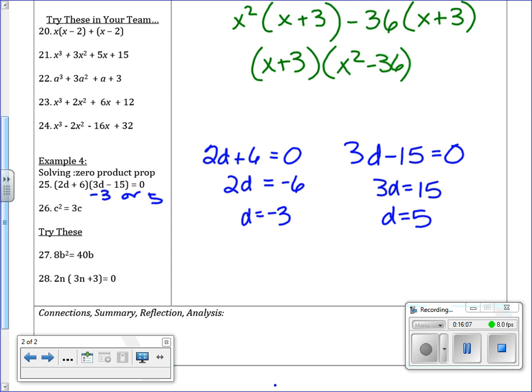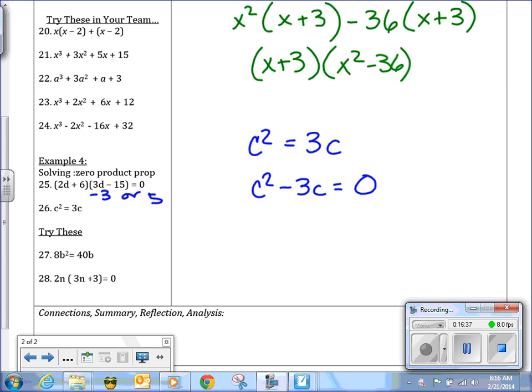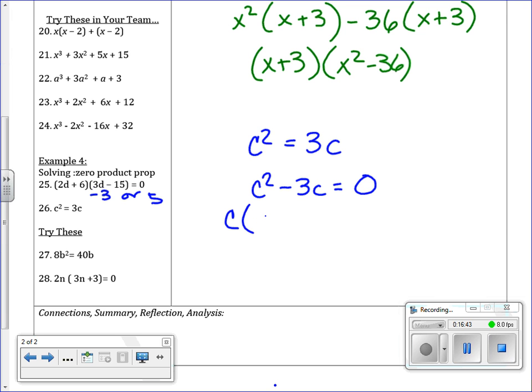Okay, let's go ahead and take a look at problem number 26. I'm going to erase this, pause if you need to. Okay, so c squared equals 3c. Well, that doesn't seem to work. I don't have a 0, so this is what I'm going to do: c squared minus 3c equals 0. Now I have a problem that I can work with. So in order to do this, I need to factor out. I'm going to say c times c minus 3 equals 0.